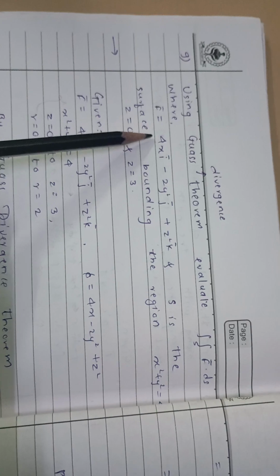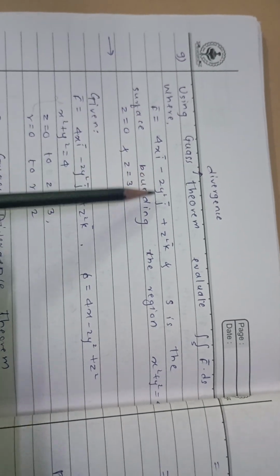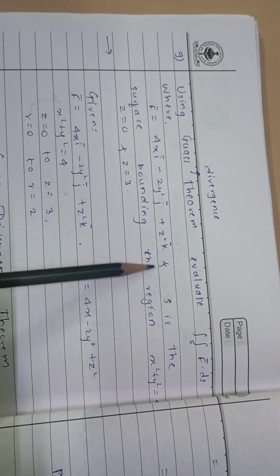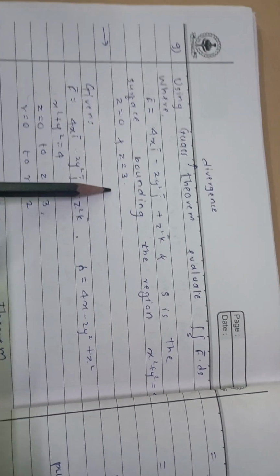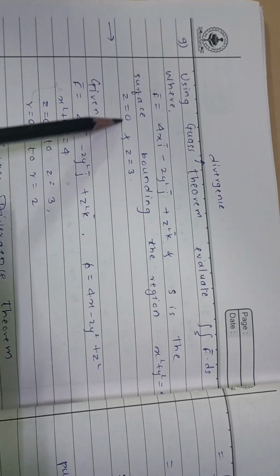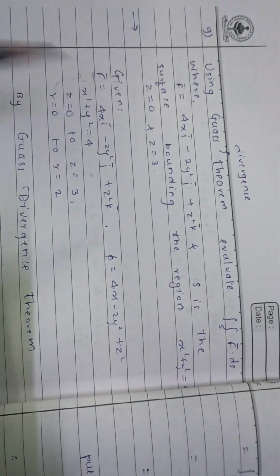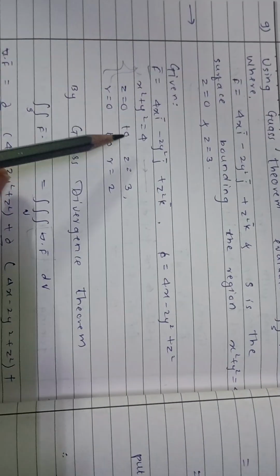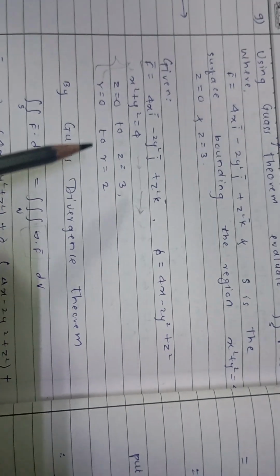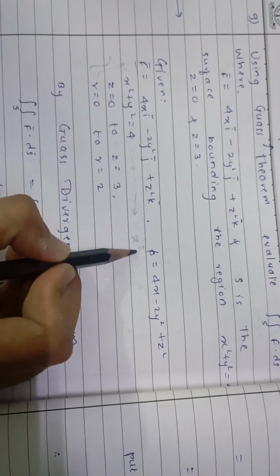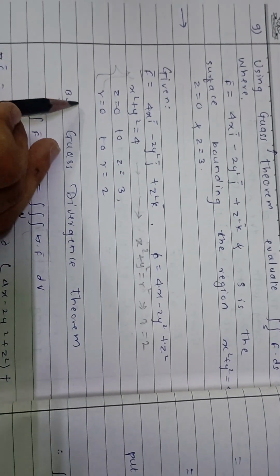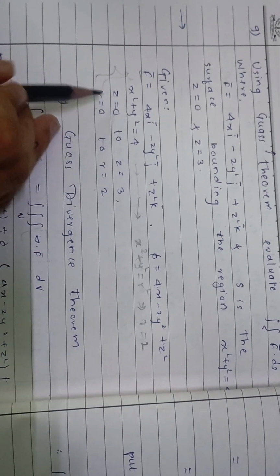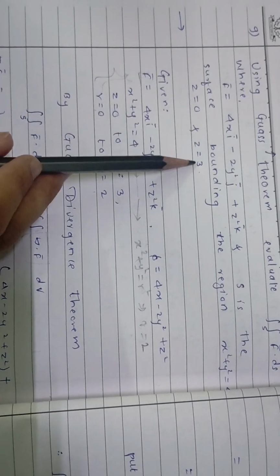We are given the vector point function as 4x i bar minus 2y square j bar plus z square k bar, and S is the surface bounding the region. The given surface is bounded with these curves. So our vector point function is this, and these three are the curves by which the given surface is bounded. And isn't it the equation of a circle, x square plus y square equals r square, which implies here r equals 2. Therefore r lies from 0 to 2, and z is given as z equals 0 and z equals 3.